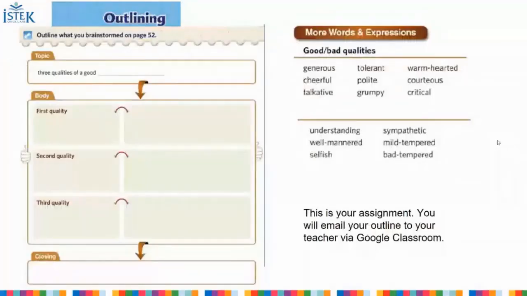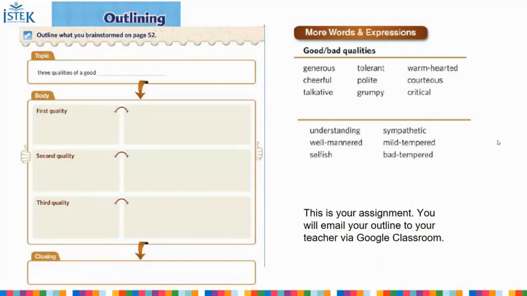More words and expressions, good and bad qualities: generous, cheerful, talkative, tolerant, polite, grumpy, warm-hearted, courteous, critical, understanding, well-mannered, selfish, sympathetic, mild-tempered, and bad-tempered.